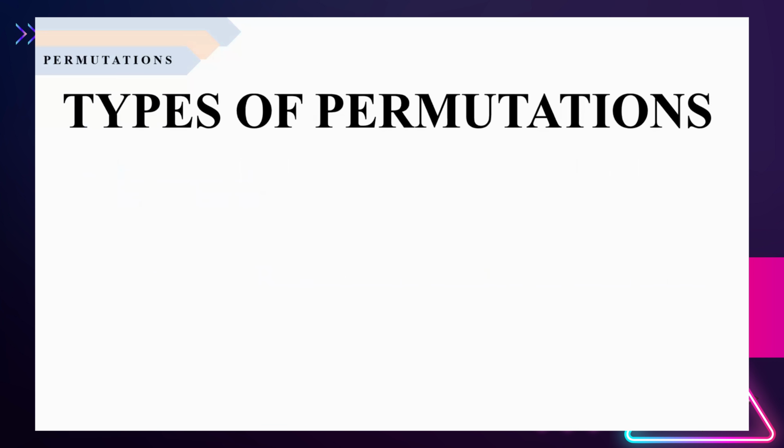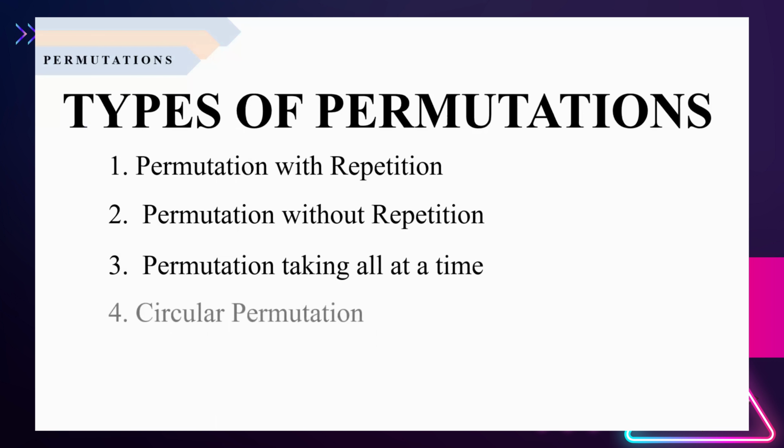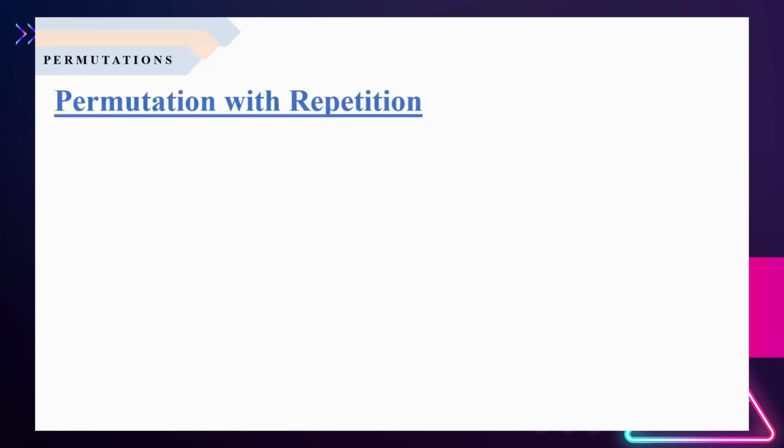Now, let us determine the different types of permutations. First, permutation with repetition. Second, permutation without repetition. Third, permutation taken all at a time. The circular permutation and the multiple permutation. So, isa-isahin nating ipaliwanag ang iba't ibang types of permutations.